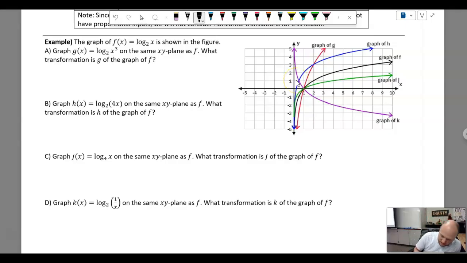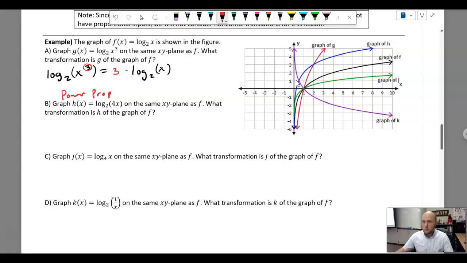So what we're going to do is take log base 2 of x to the power of 3, and take this power 3 and pull it out front. This is the power property. And so what we have here is a vertical dilation by a factor of 3. And that's pretty much it. So when I raise to a power, that's equivalent to a vertical dilation.